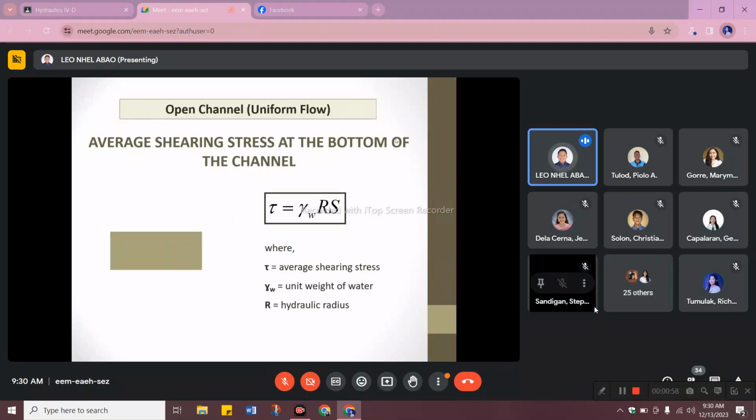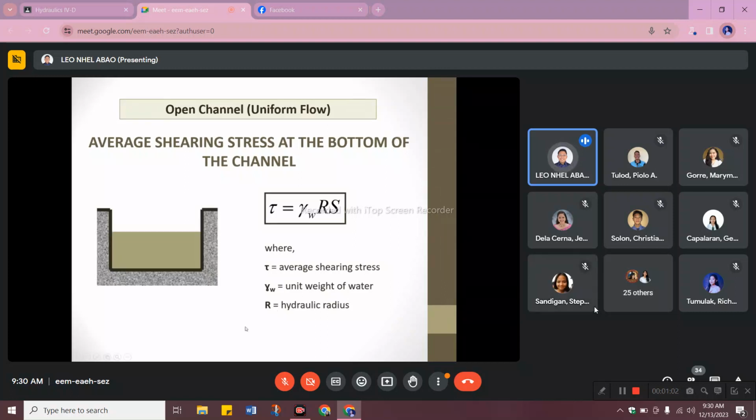So, average shearing stress at the bottom of a channel. For example, we have a channel where water flows. This channel experiences shearing stress, tau, where tau is related to the hydraulic radius and the slope. In some textbooks, it is the same as in class.